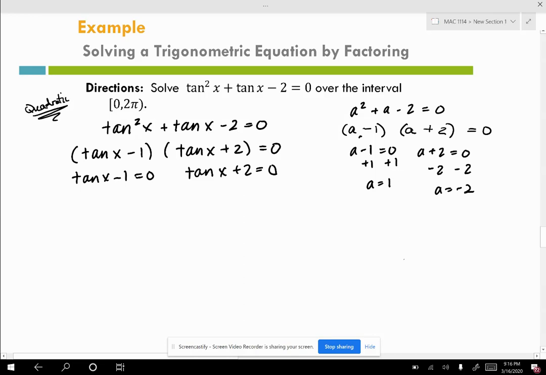So for this first one, I'm going to add 1 to both sides. And then that x is embedded in that trig function. We know the only way to get it out is to use the inverse function. So I have x equals tangent inverse of 1. And I'm going to go ahead and solve the factor that's on the right-hand side. So I'm going to subtract 2 from both sides. That's going to give me tangent x equals negative 2. That x is embedded in that trig function. The only way to get it out is to use the inverse.